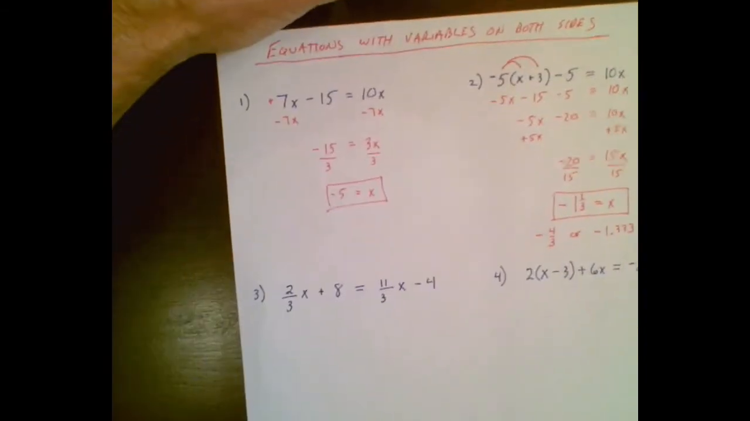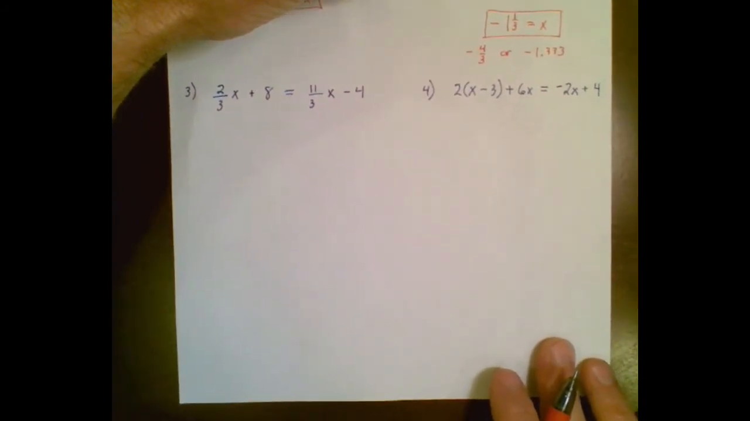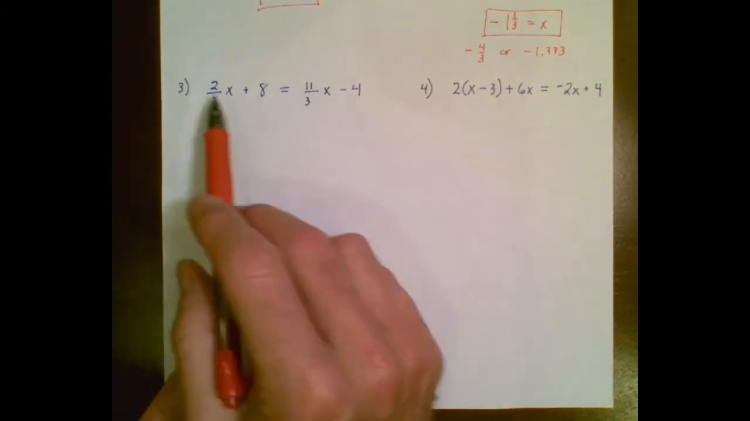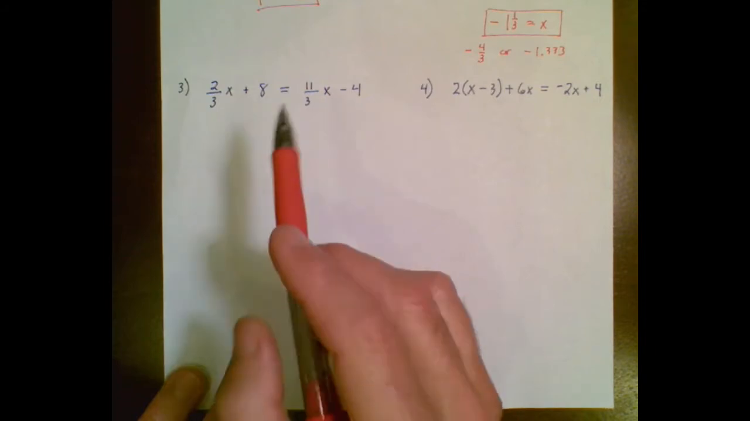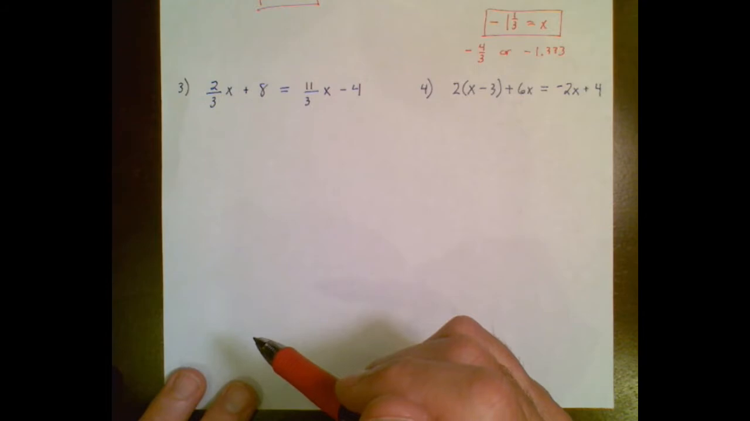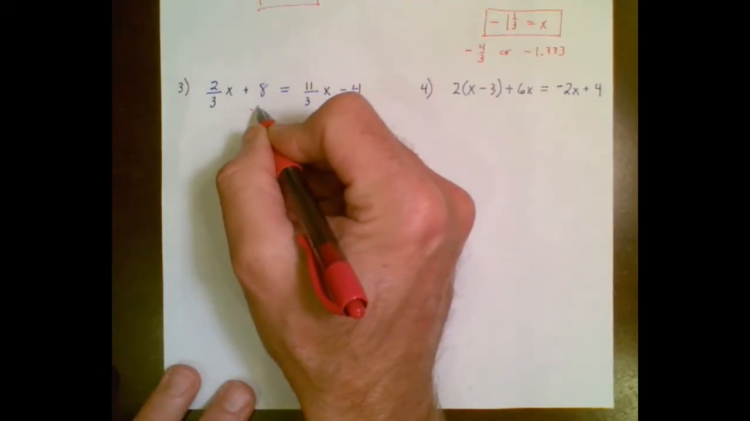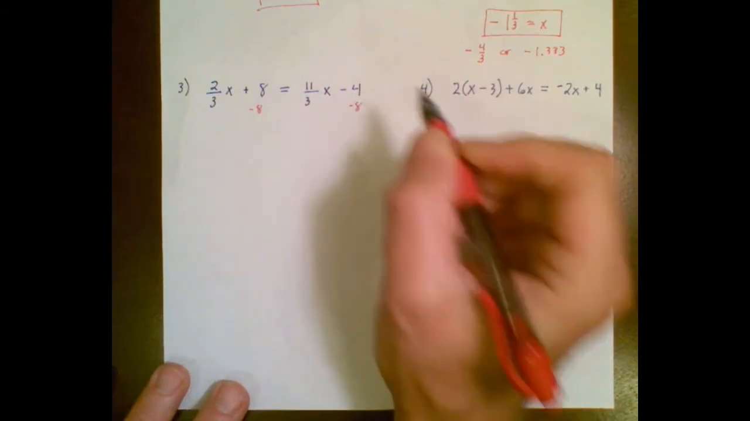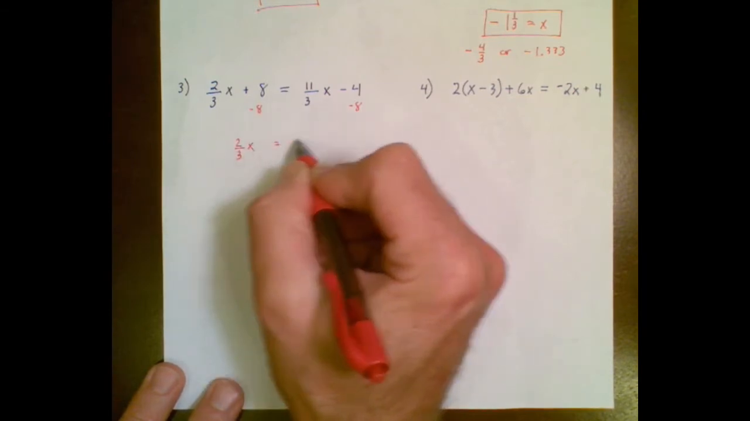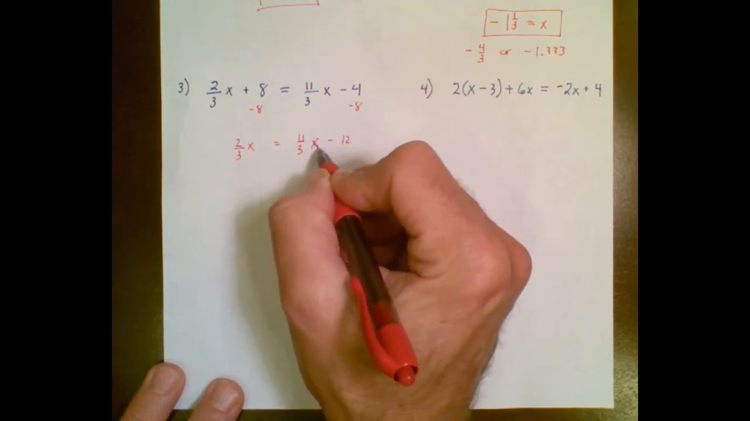All right, we're going to do two a little bit squirrelier ones down here. You see number 3's got a fraction. Shriek with terror. My goal is to get the x by itself, and I have some x's over here and I have some x's over here. I also have some numbers on both sides. So I'm going to make this decision. I'm going to move this 8 over there by subtracting 8 from both sides. When I do that, on this side I have a 2/3 x, and on that side 11/3 x minus 12.